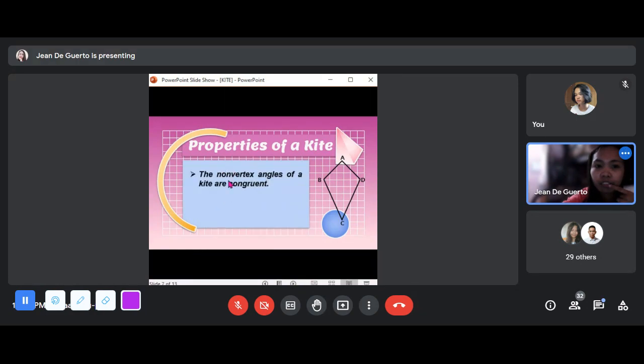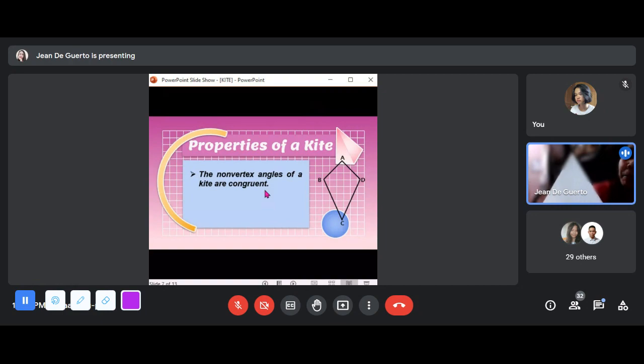Then, the non-vertex angles of a kite are congruent. If these are our vertex angles, then this angle and this one are non-vertex. So the measurements of this and this are congruent, they have the same measure. So they will overlap together, unlike the vertex angles. Can you see? This is one of our angles. This is the angle of the one on top, the vertex angle. And this is the one on the lower part.